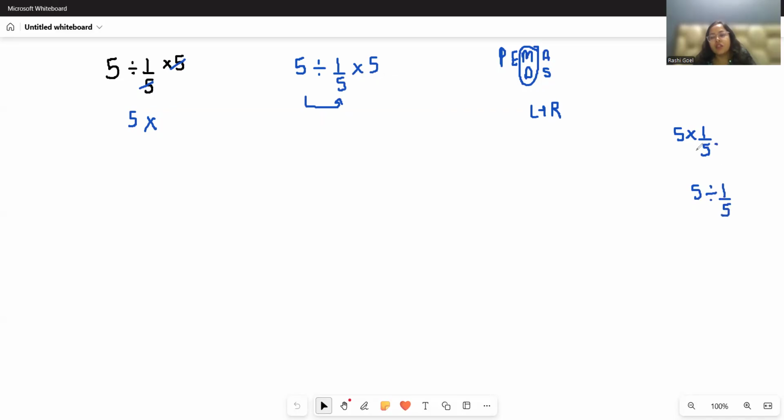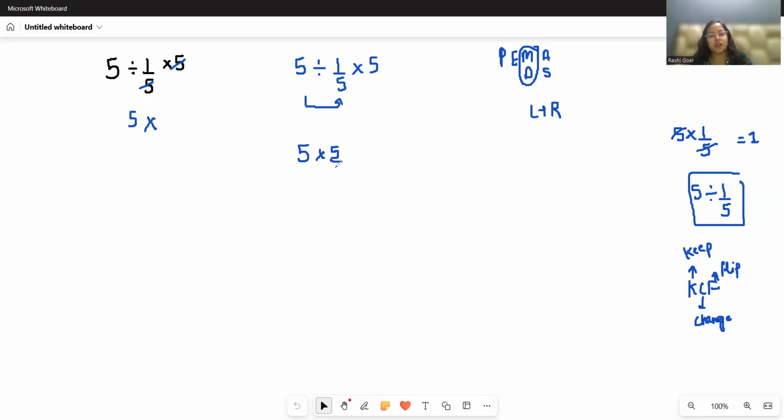by 5. In this case you can cancel out the 5 and the answer is 1, but in this case you have to follow KCF rule. Here K stands for keep, C stands for change and F stands for flip. That means keep the left hand, change the symbol from division to multiplication and flip the right hand.